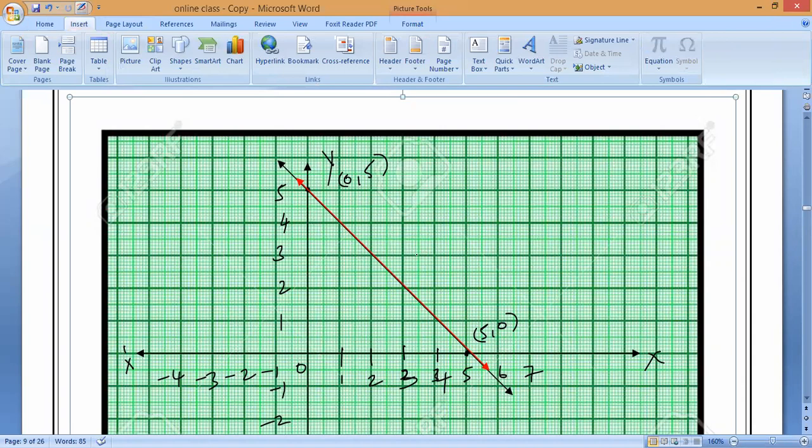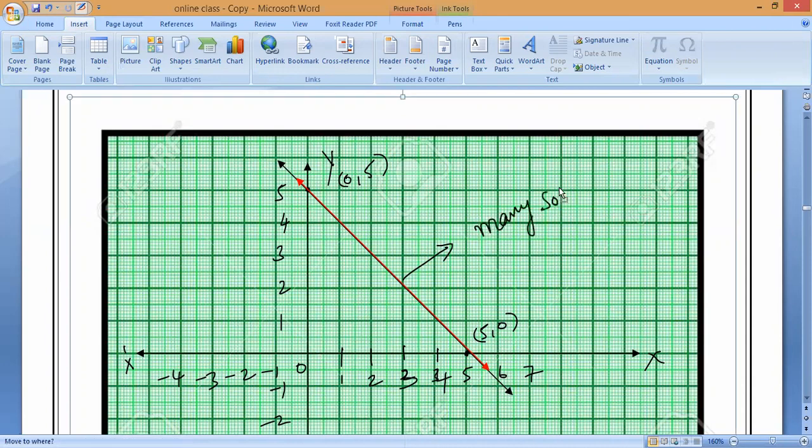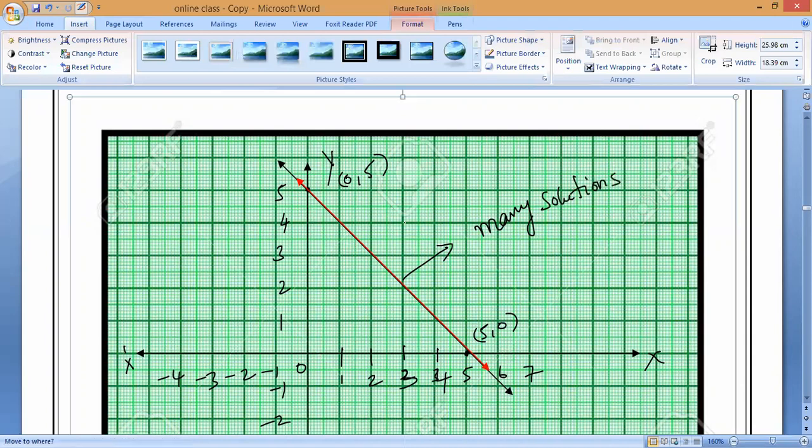So there are points and lines. So definitely this is having what? Many solutions. So already you have found two solutions: 0, 5 and 5, 0. Correct? Lines, how many solutions? Many solutions, correct? See this point. What is the point here?